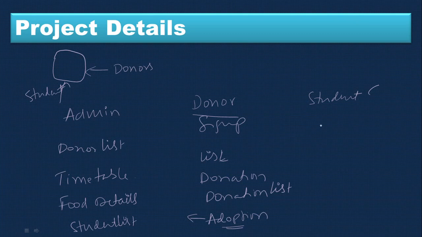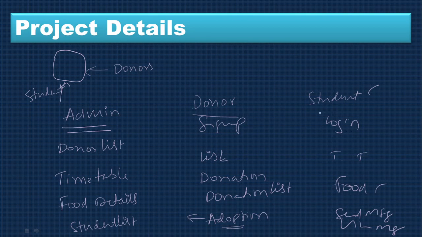As for students, they can also log in. They can see the timetable and the food serving details, and they can send and view messages. They can communicate with the admin or the donor. Those options are very much open. So these are the three important things: the admin module, the donor module, and the student module. We'll have a lot of other options too that we'll show in the demo.